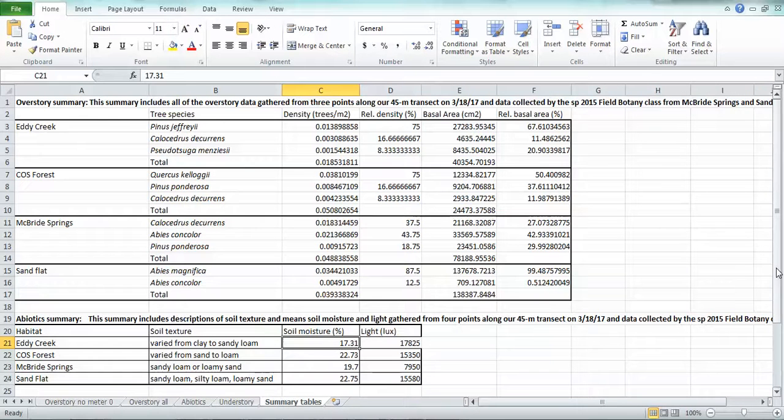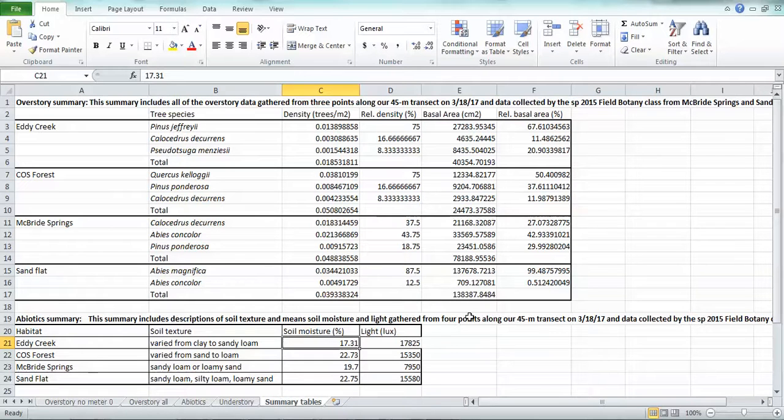I've put the data that I've analyzed into these summary tables on the Summary Table tab. And I want to point out that we have 4 habitats here. We only sampled 2. So the data from the other 2 habitats is coming from the spring 2015 botany class.